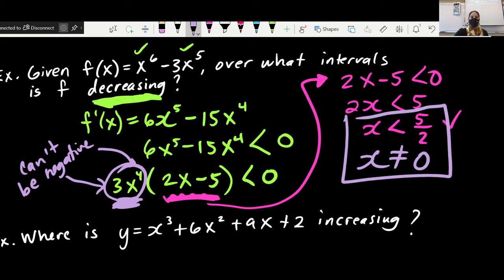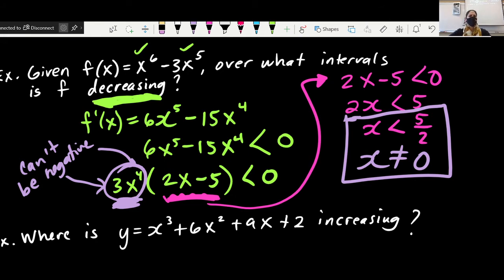If I plug in 0 on the left here, 3 times 0 to the 4 ends up being equal to 0, and 0 is not less than 0, so our inequality doesn't hold true. So we'd want to consider both of those options when we're doing this. So that's what we would give as our answer or our solution.